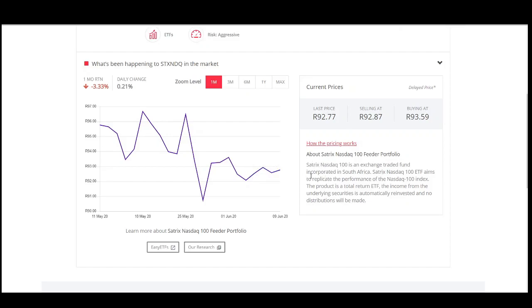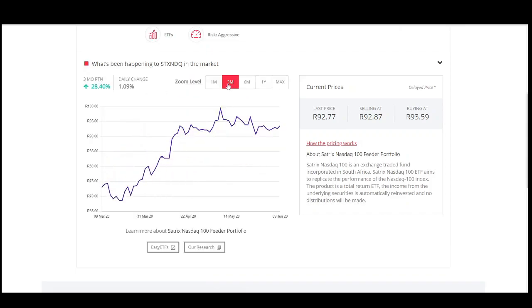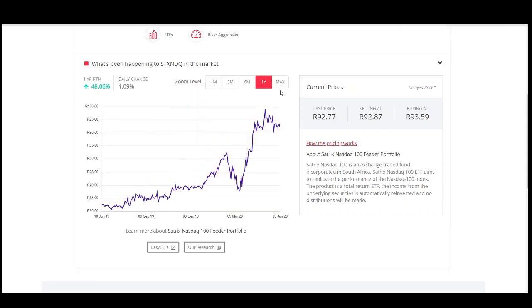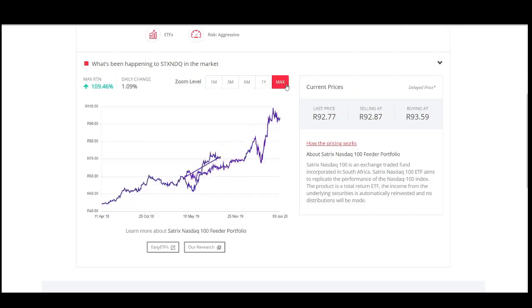Once we are here, we can have a look around and check it out. In 1 month, it's been down 3.33%. In 3 months, it's been up by 28%. In six months, 34%. In 1 year, it's been about 48%. The maximum is 100 and something.